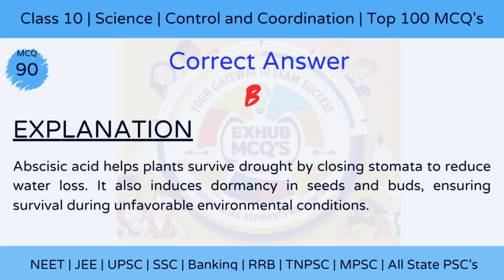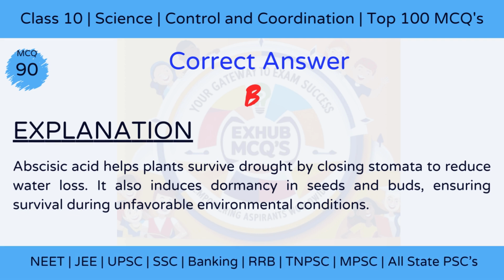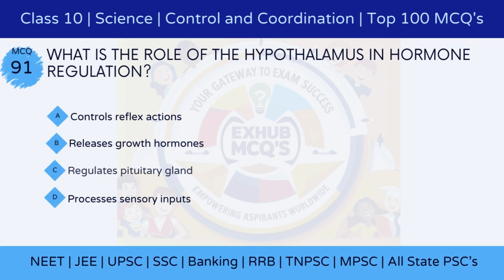The correct answer is option B, abscisic acid. Explanation: abscisic acid helps plants survive drought by closing stomata to reduce water loss. It also induces dormancy in seeds and buds, ensuring survival during unfavorable environmental conditions. MCQ 91. What is the role of the hypothalamus in hormone regulation?